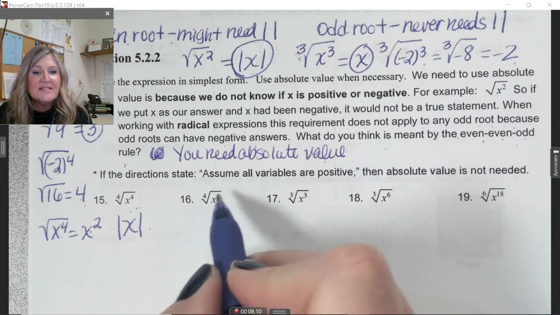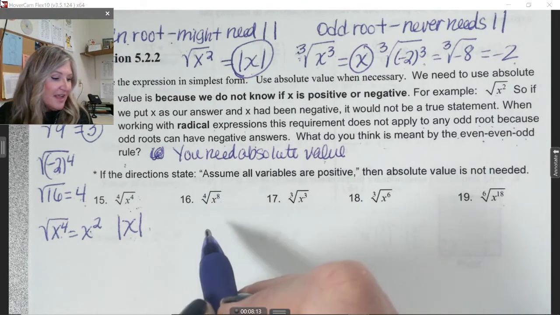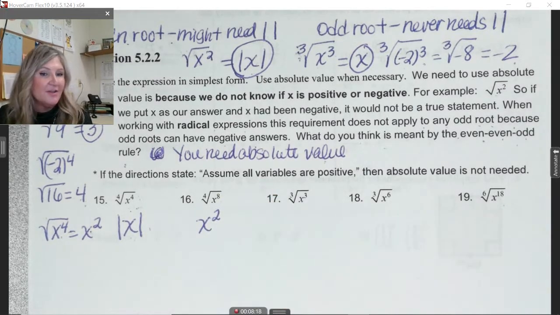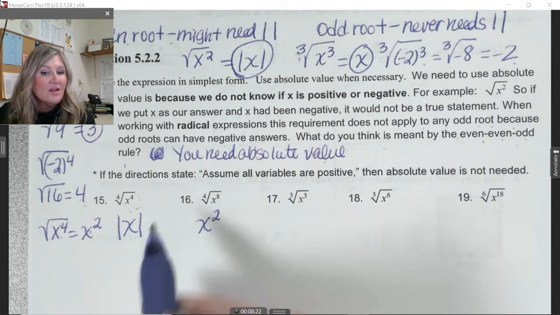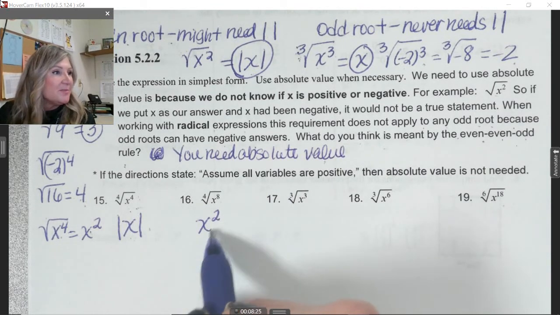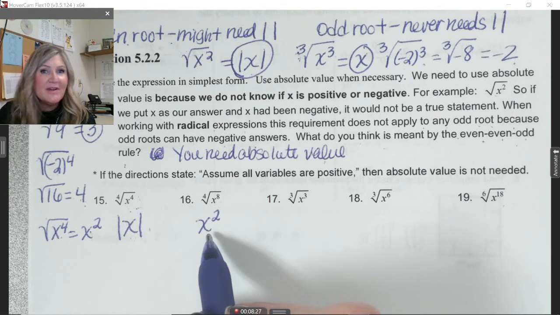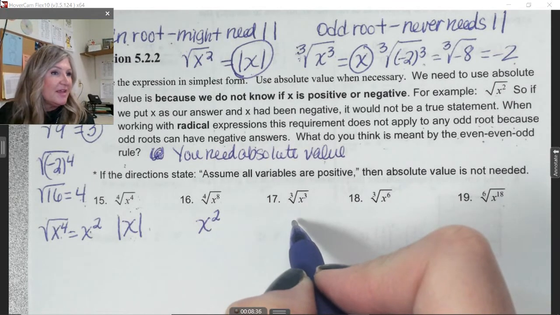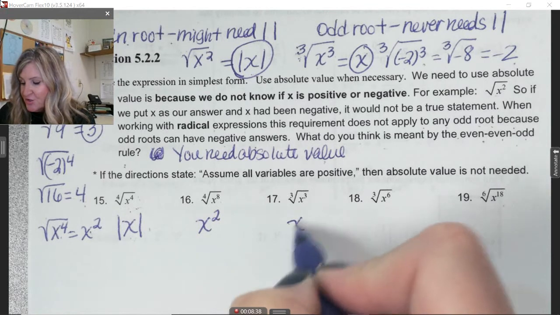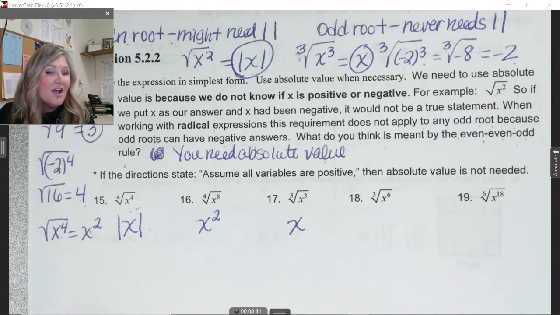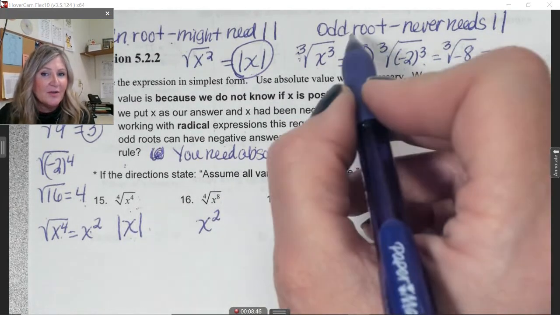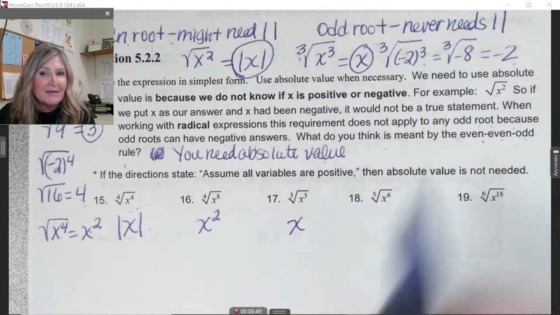Okay? What is the answer to the 4th root of x to the 8th? X squared. Do you think we need absolute value? What would be true of x squared? It would always be what? Positive. So we would not need absolute value if it's going to be positive anyway. What about the cube root of x to the 3rd? What's that going to be? X. Do we need absolute value? No. Odd roots never need absolute value. If it's an odd root, it will never need absolute value.